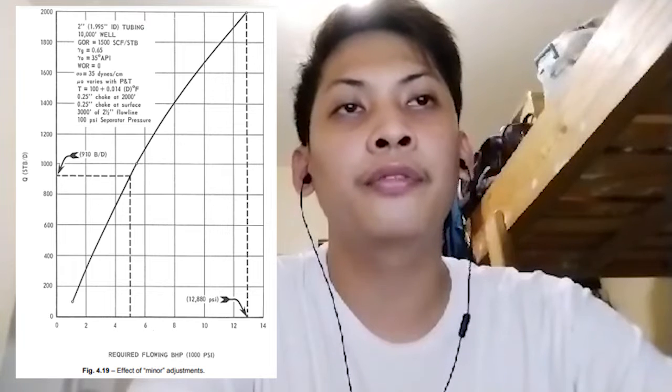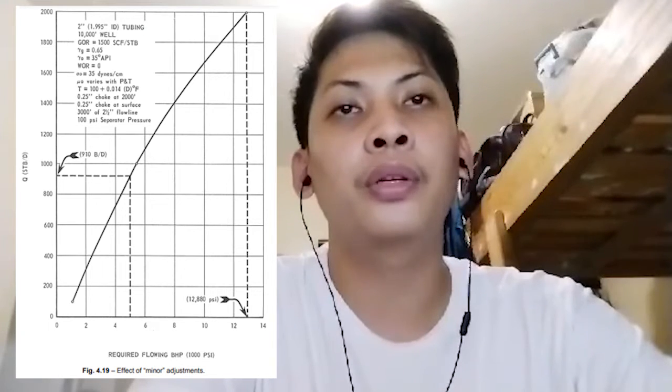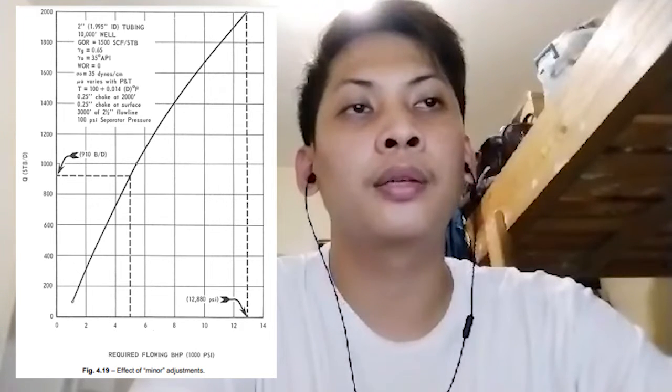This figure depicts the effect of minor modification to the equipment system on flow rate and necessary flowing bottom hole pressure. All the circumstances are the same as in the previous figure, with two exceptions. The subsurface and surface choke diameters have been reduced to 1/4 inch. It is clear that even changes this small had a big impact on system productivity.